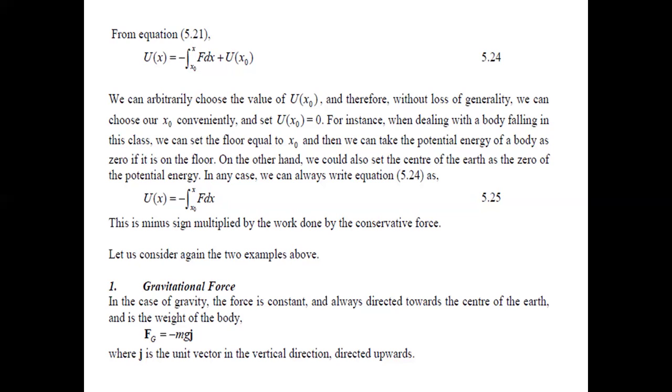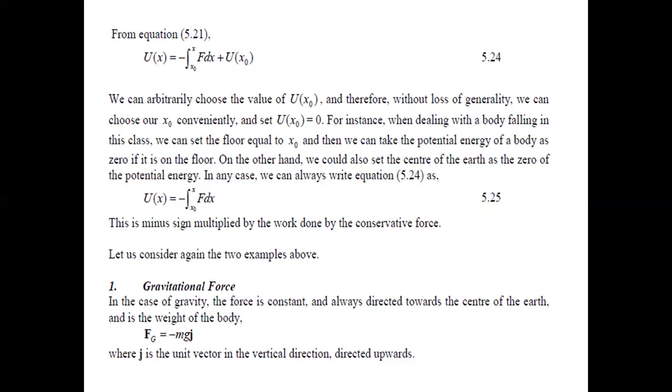In any case, we can always write equation 5.24 as U of x equals minus the integral from x naught to x of F dx. Yes, the minus sign multiplied by the work done by the conservative force. Let us consider again the two examples as well.